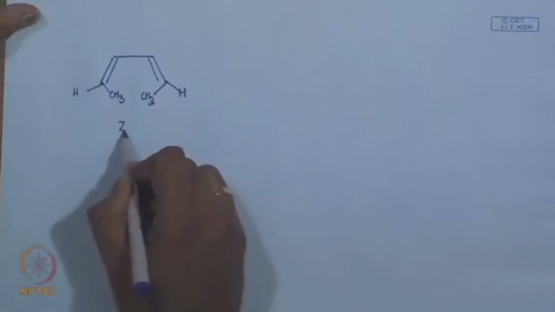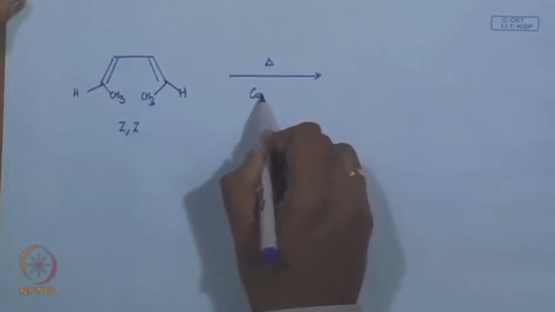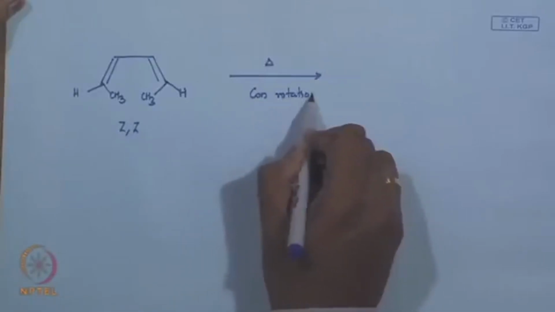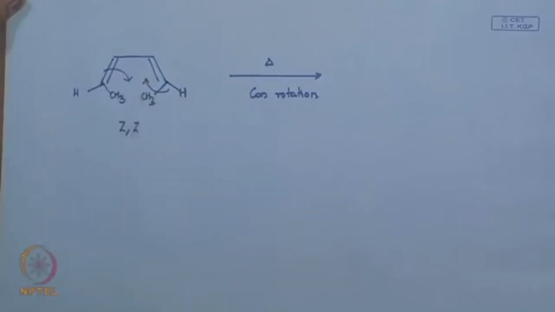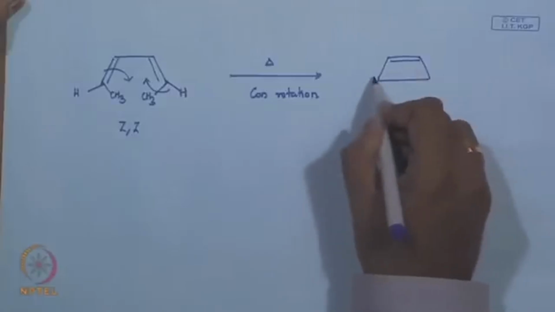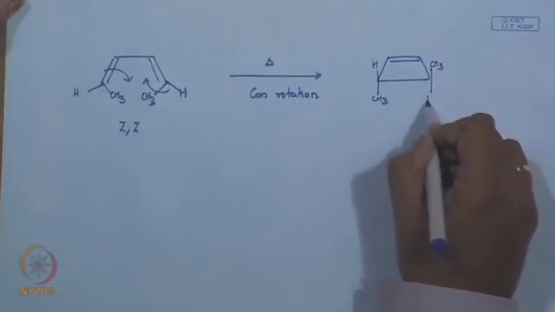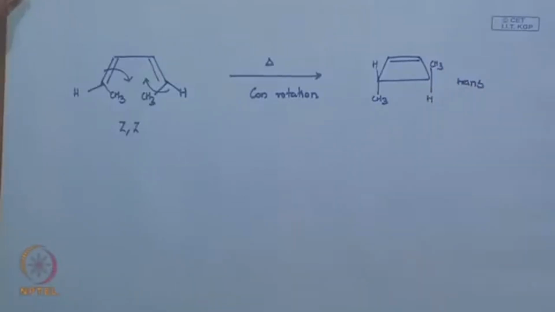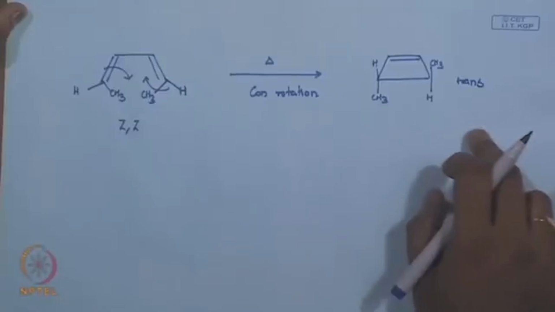Okay, what system is this? In the previous case it was ZE, this time it is ZZ. I take this system, now I say heat. I know now it is a conrotation. So, I know the direction in which I have to go, conrotation. Hydrogen, methyl, and I get my methyl up, hydrogen. See, in this case I get my trans. ZE conrotation gave me cis, ZZ conrotation gives me trans.